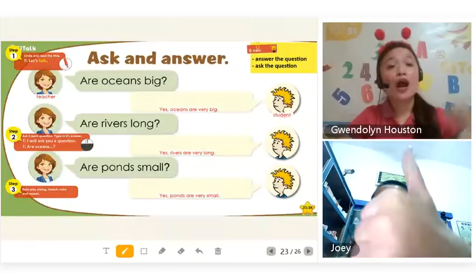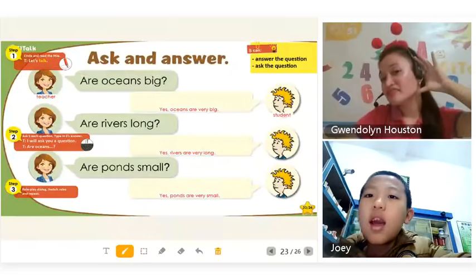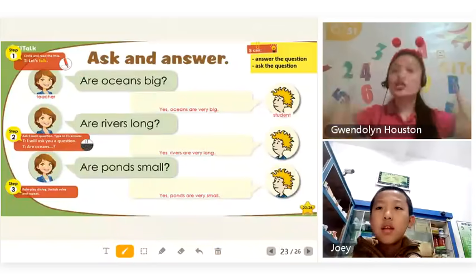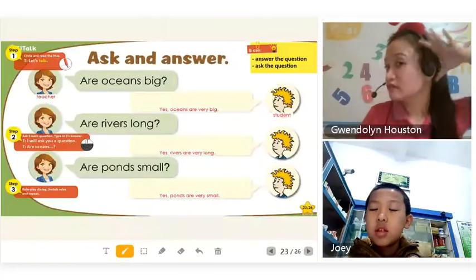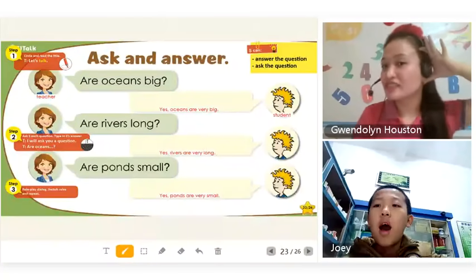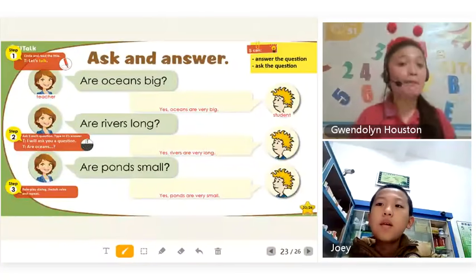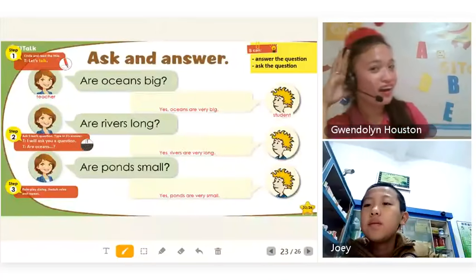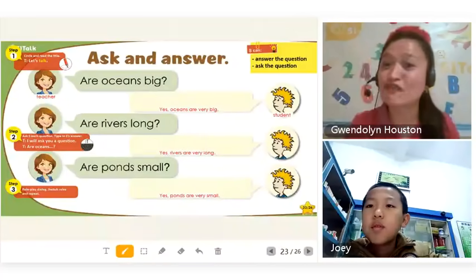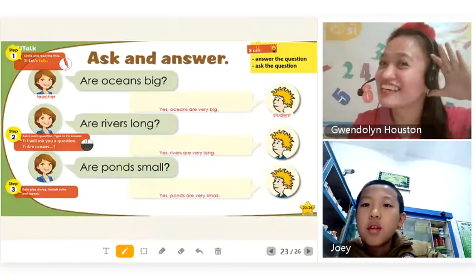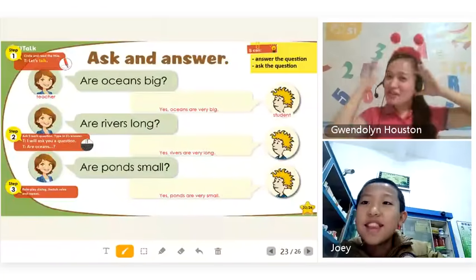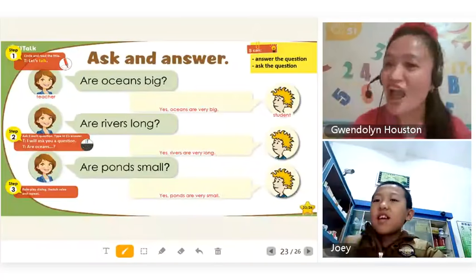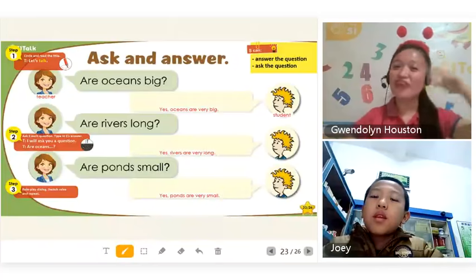Now, are oceans big? Yes, ocean is very big. Very good, Zoe. Are rivers long? Yes, rivers are very long. Are ponds small? Yes, the pond is very small. Very well. Are rivers big? You got it. Very good, Joey.